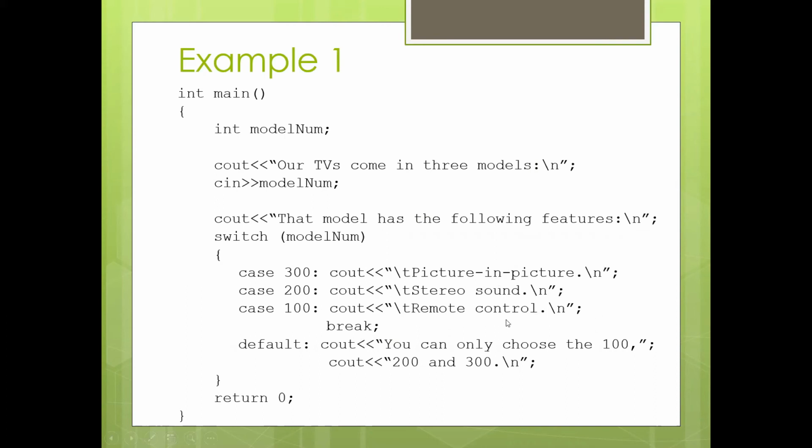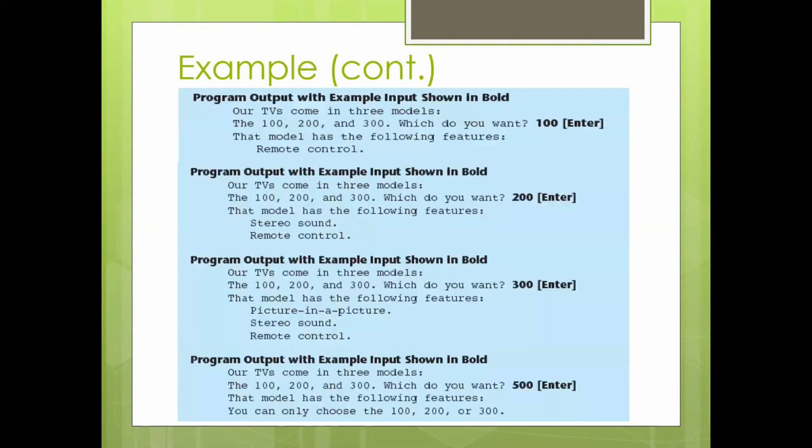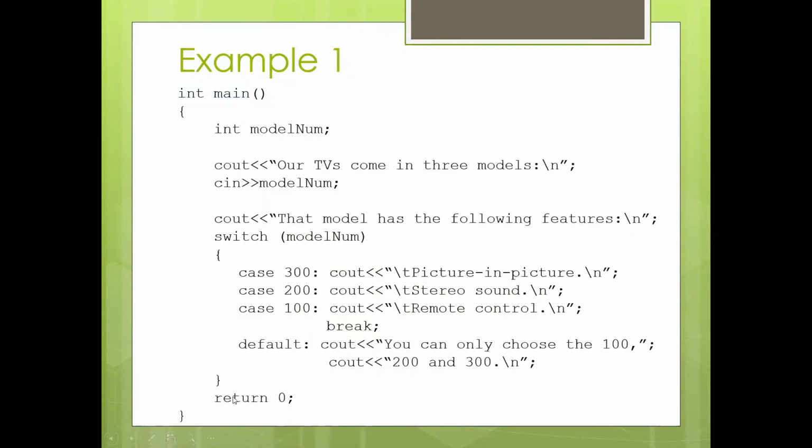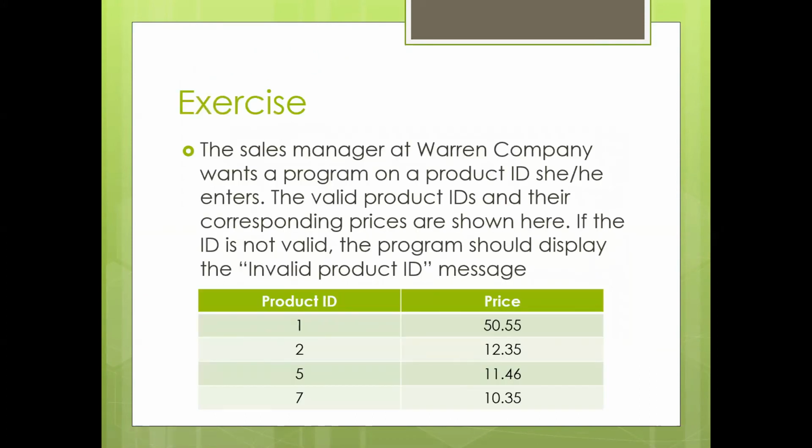So remember, dia boleh buat pilihan dalam soalan, tapi kadang-kadang soalan dia suruh awak apply switch case. So kena apply switch case. Okay, ikut soalan. Okay, so kalau 500 apa jadi? So dia akan pergi terus ke default. So dia akan keluarkan, you can only choose the 100, 200 and 300. Okay guys, let's do exercise.